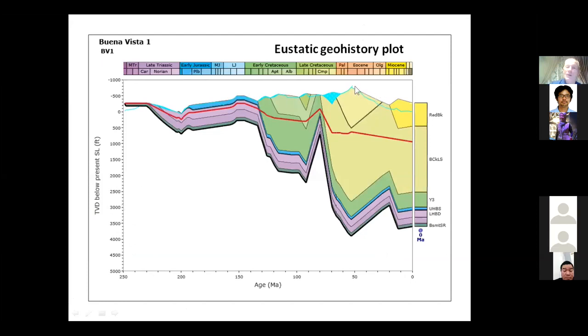And when we look at a eustatic geohistory plot for a well up in that area, we see something interesting. It's coming down, the surface is coming down here, and then the Red Bank is somehow being deposited in something that was cut out of this. There's some downcutting that is occurring while it's in this exposed above sea level realm.